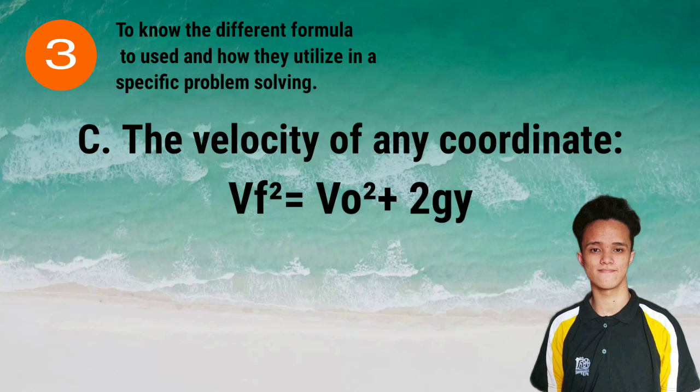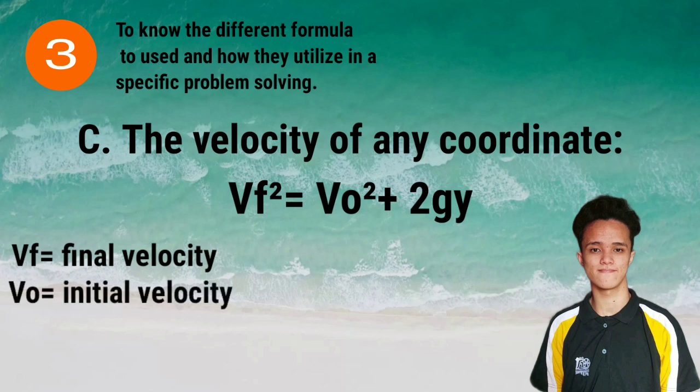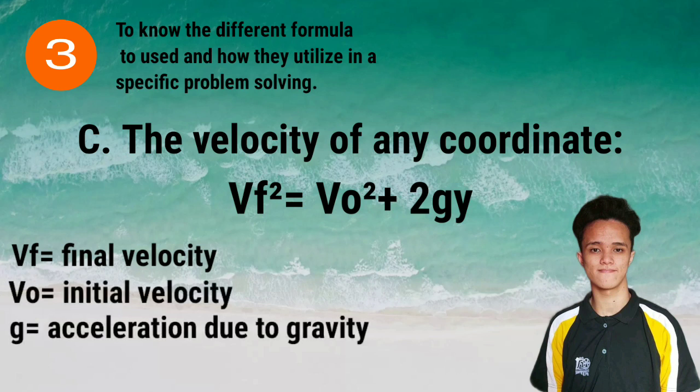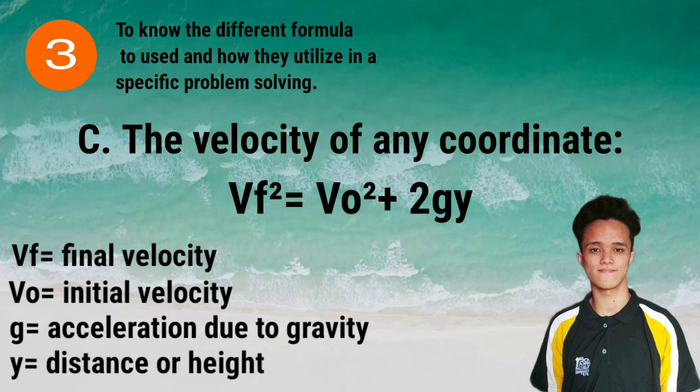C. The velocity at any coordinate. Vf squared is equal to Vo squared plus 2gy, where Vf is the final velocity, Vo is the initial velocity, g is the acceleration due to gravity, and y is the distance or height.